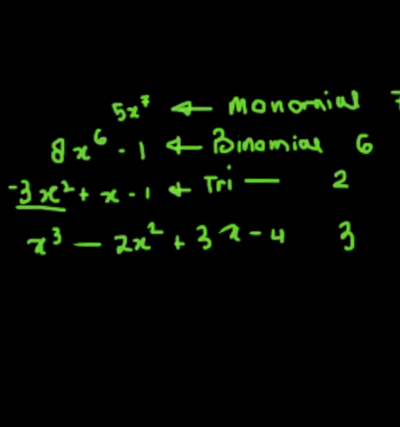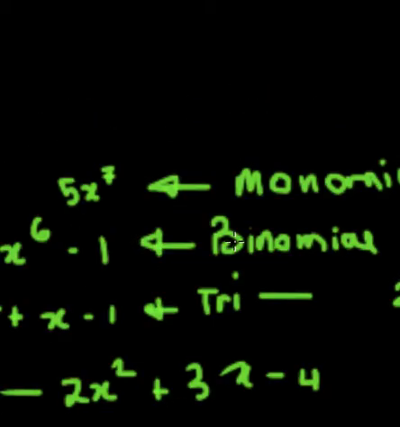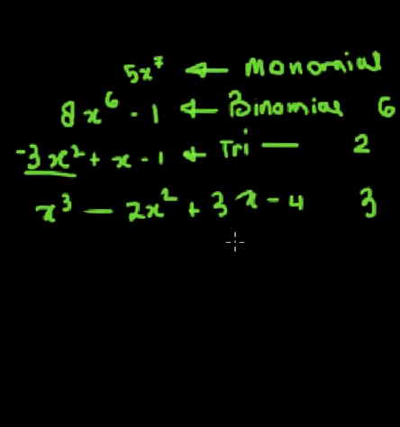Typically the polynomials are arranged in descending order based on their degree of each term, and the leading coefficient is known as the coefficient of the variable with the highest power.